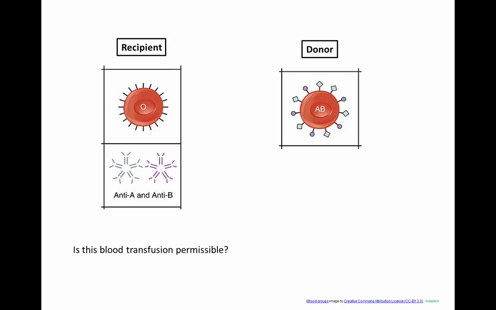Next example. Type O blood is the recipient and type AB is the donor. Again, it is the recipient's antibodies that agglutinate the donor's red blood cells. Does type O have an antibody against type AB's antigens? Yes, it does. So this transfusion is not permissible because the recipient's anti-A and anti-B antibodies will agglutinate the donor's A and B antigens.